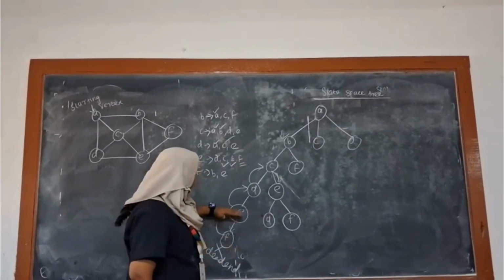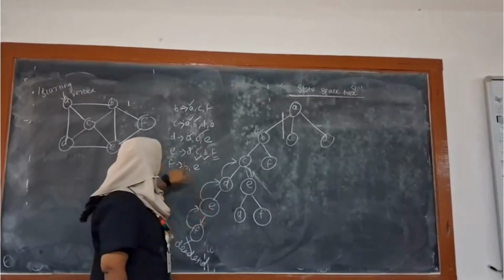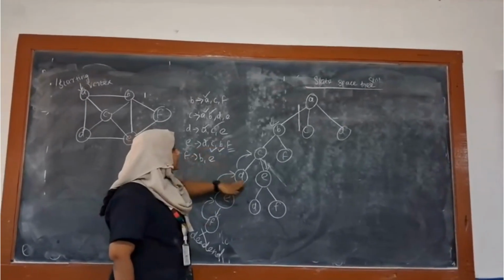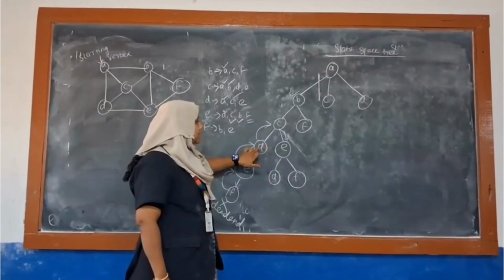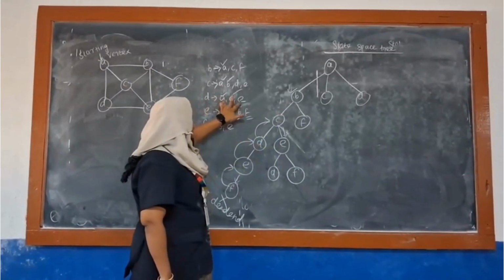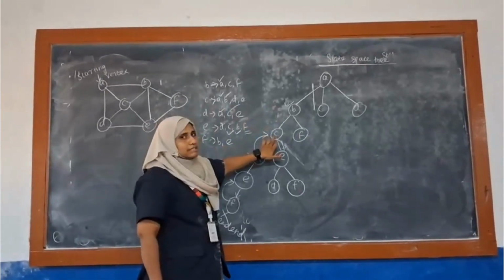Again we are doing the backtracking. We are going to E. So when we are going to E, all the nodes are visited in that particular path. So again we are backtracking and again we are checking with B. All your neighbor nodes have already been visited and again we are going to C.